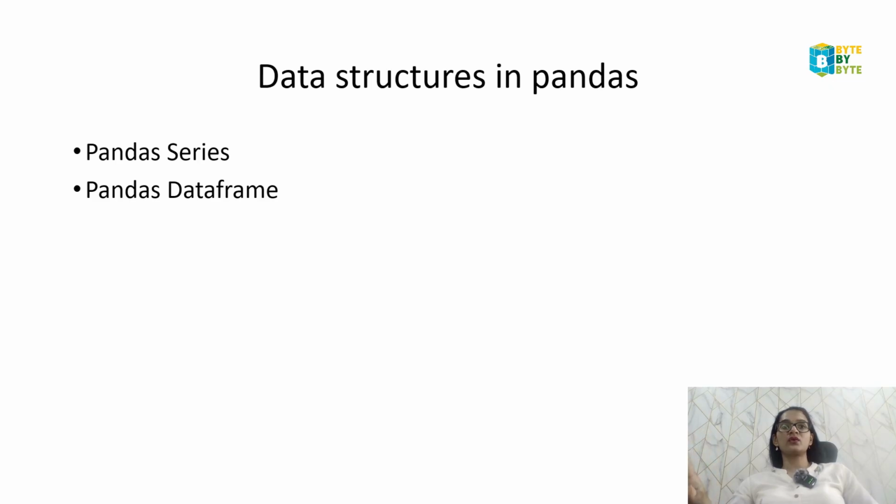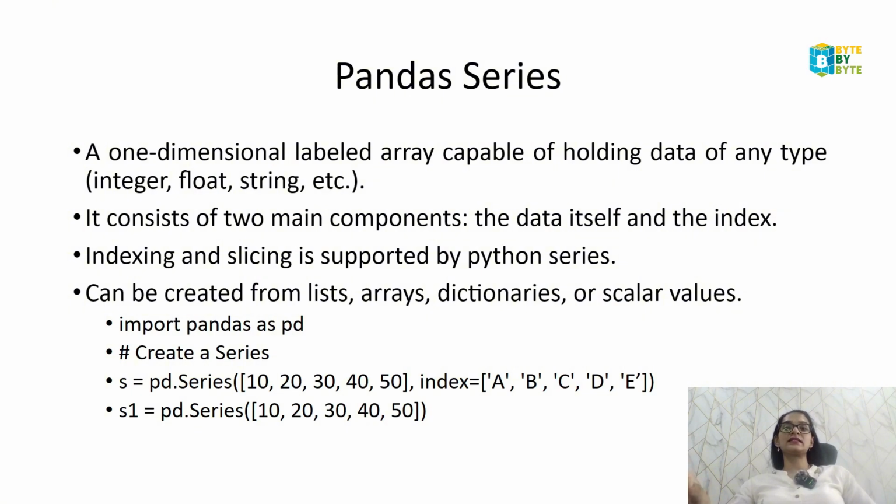The first data structure that we are going to see is the pandas Series, and another data structure is the pandas DataFrame. So now, the pandas Series. A pandas Series is nothing but an array capable of holding any type of data. It consists of two parts: first you have the data itself, and then you have the indexing. A Series can be created with the help of lists, arrays, dictionaries or scalar values. We are going to create a pandas Series using a list.